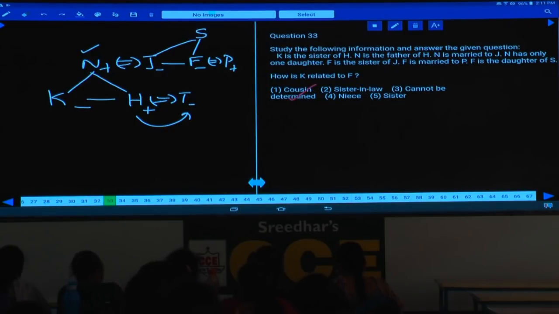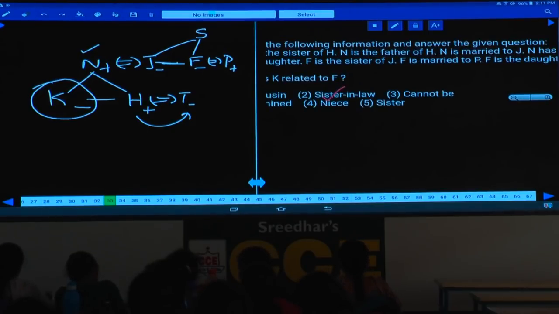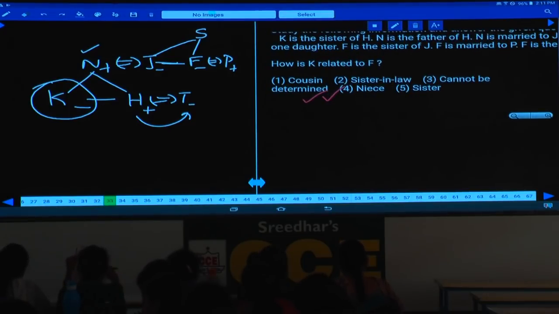Then question number 33, how is K related to F? F's sister is J, and the sister's daughter, that is the sibling's daughter, is niece. That is choice 4. Choice 4 is the answer. Done with question numbers 31 to 33.